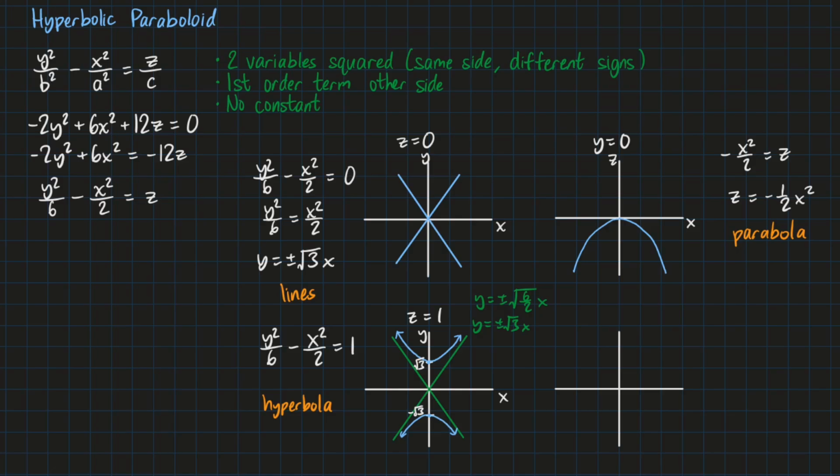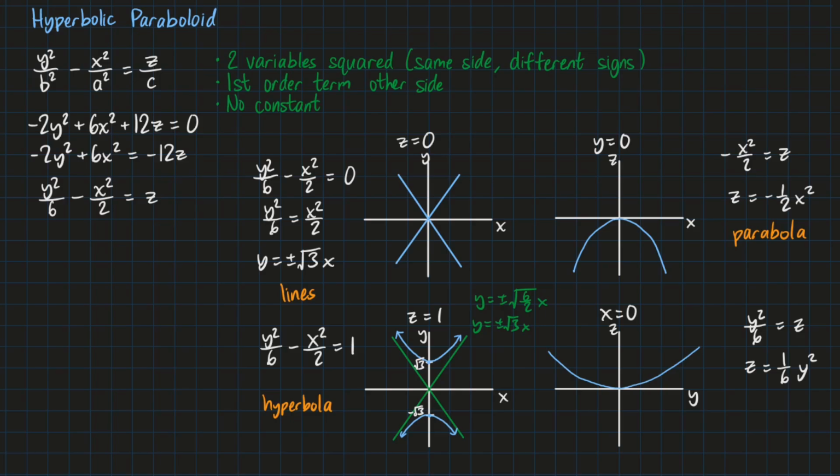And then for the yz trace, if we look on the yz plane, x is equal to 0. The equation we're left with is y squared over 6 equals z, which means z equals 1/6 times y squared.